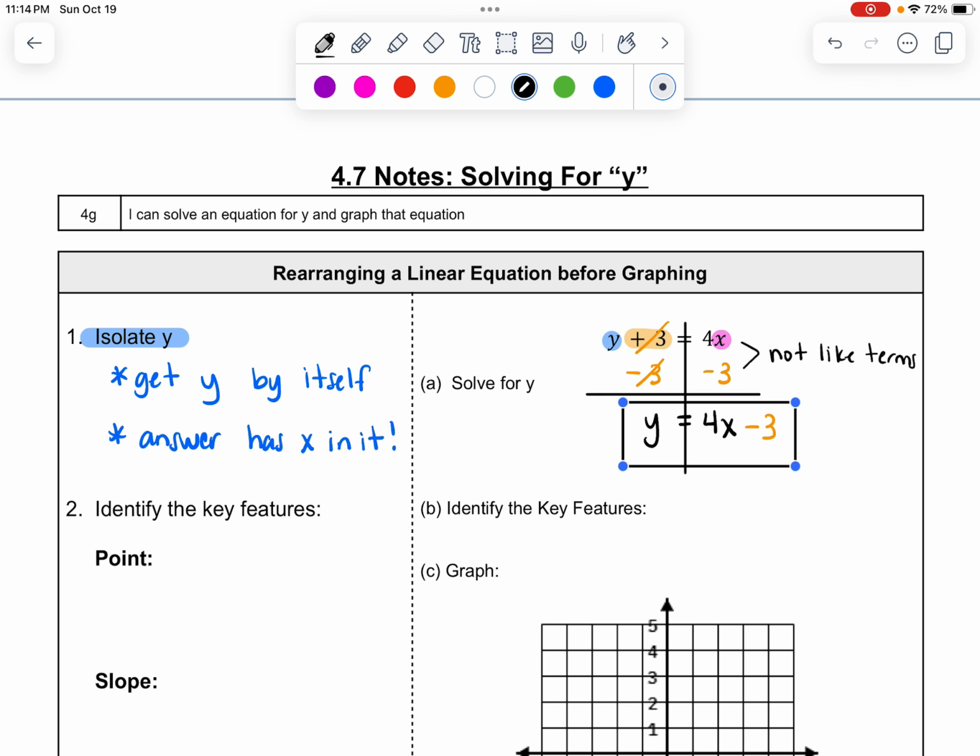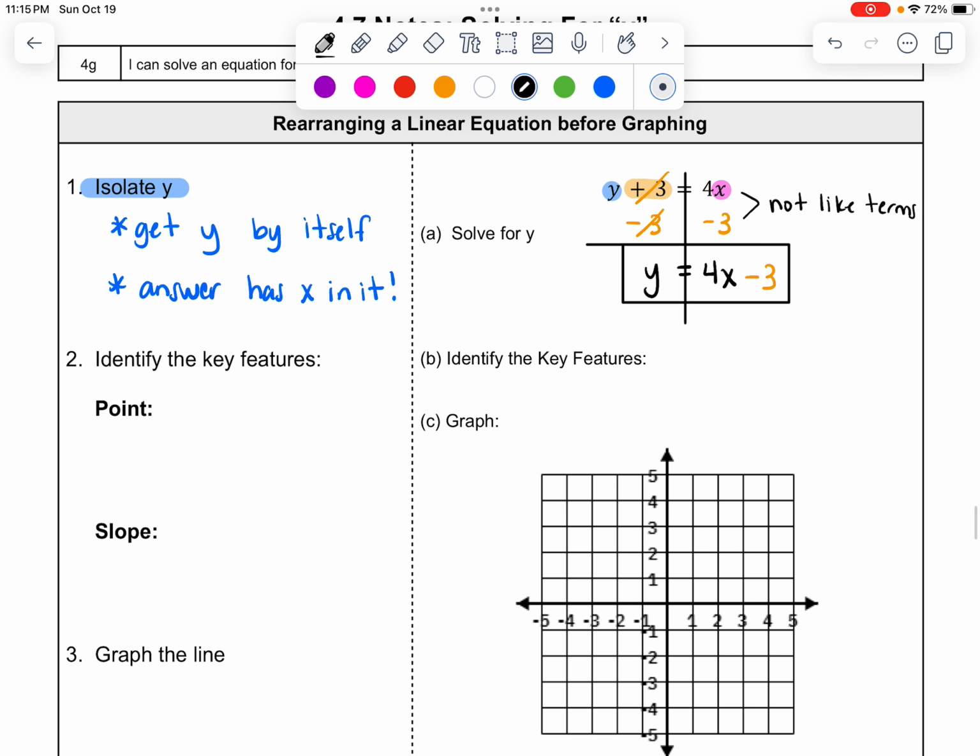This right here is the goal. We want our final answer to be an equation that has a y and an x, but the y just happens to be by itself. The reason we want to do that is because now we can use our graphing skills to graph this line.